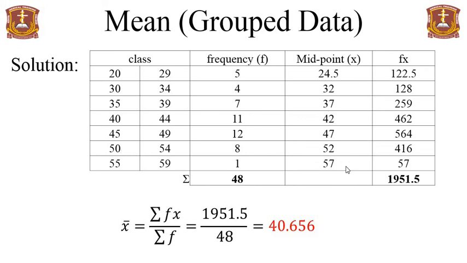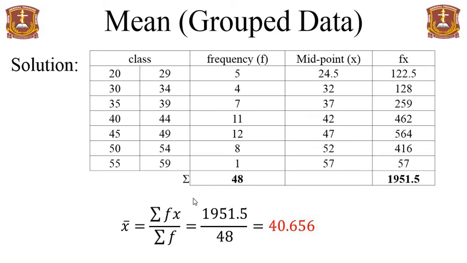Then we get a column for f times x, that is the corresponding frequency times the midpoint. So if you have 5 times 24.5, you get this. When you have 7 times 37, you get 259. 1 times 57, you get 57. And that gives us this other column.